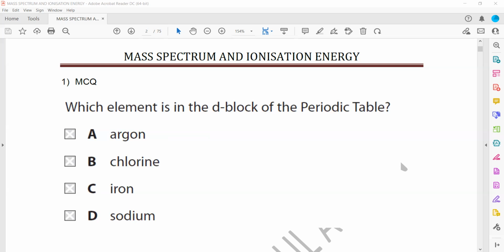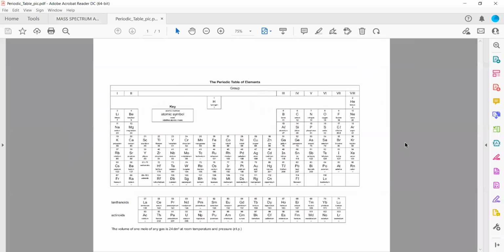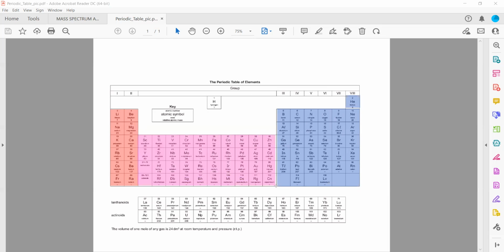The whole periodic table is actually divided into blocks. So group 1 and 2, S block. Group 3 to group 8, P block. Between them, the D block elements, and then we have the lanthanoids or actinoids series. So this is a division of the whole periodic table. So we have S, P, D, and F.